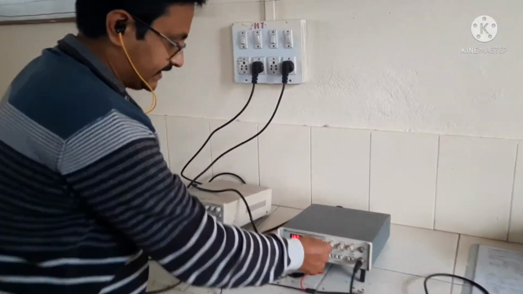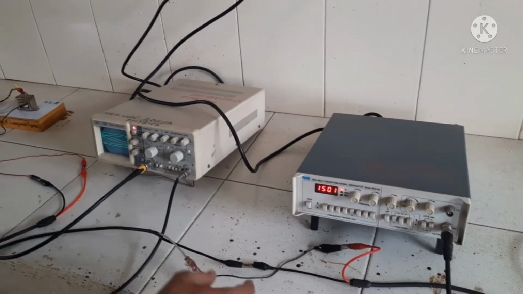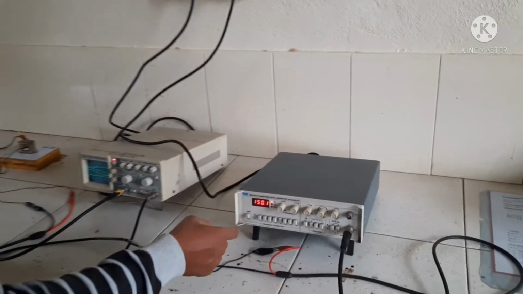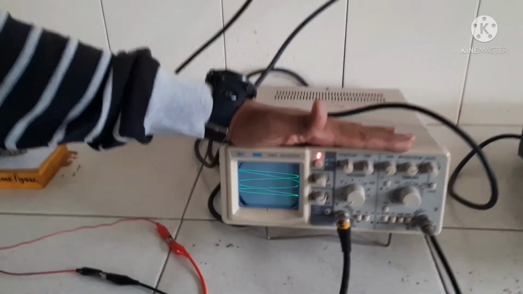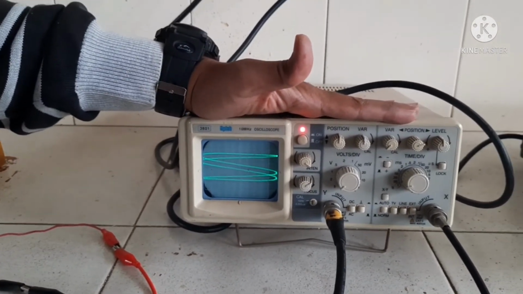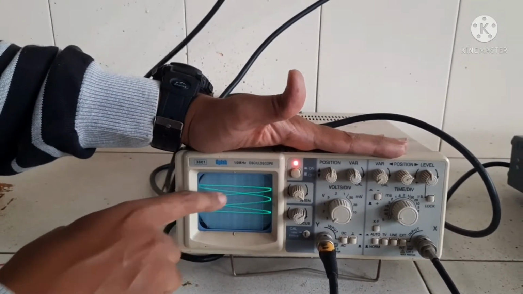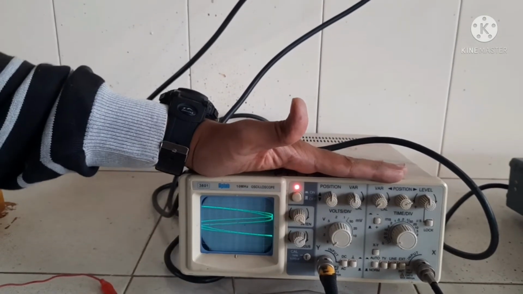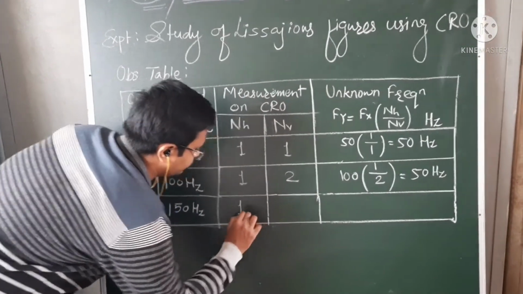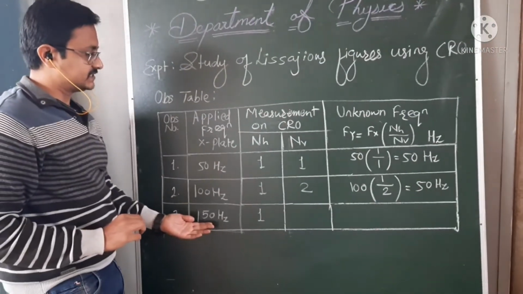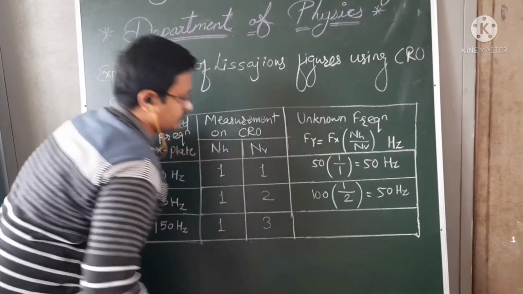Now I will increase the frequency by 50 hertz, that is now the known frequency by audio frequency generator. I have applied 150 hertz. Now in CRO I am getting 3 vertical loops. That is 1, 2 and 3, and number of horizontal loops are 1 single loop. Okay. Now as we get for the application of 150 Hz frequency, we get one horizontal loop and 3 vertical loops.